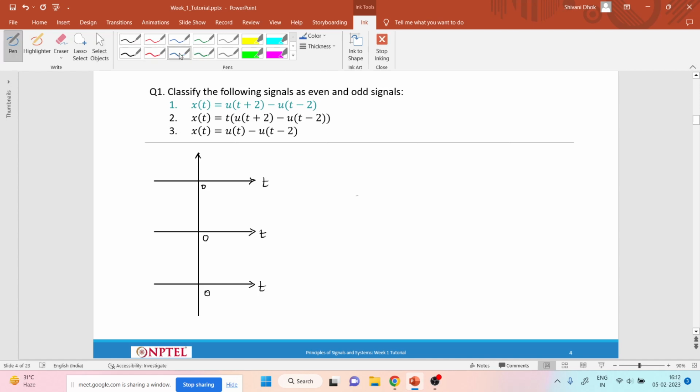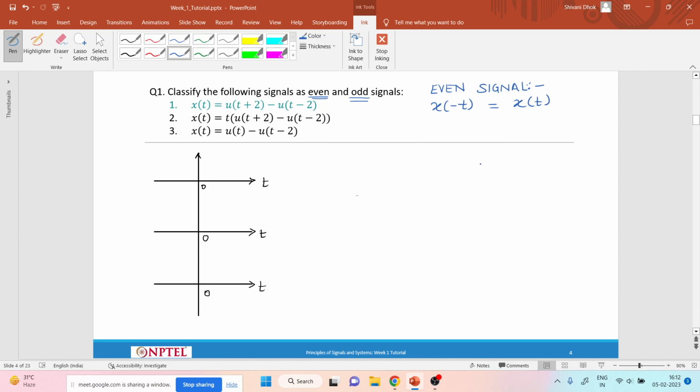Okay. So let us look at this first question. It says classify the following signals as even or odd signal. So what do you mean by an even signal? Suppose we have x of minus t is equal to x of t, then this kind of signal will be known as an even signal. So basically it is symmetric about your x of t axis.